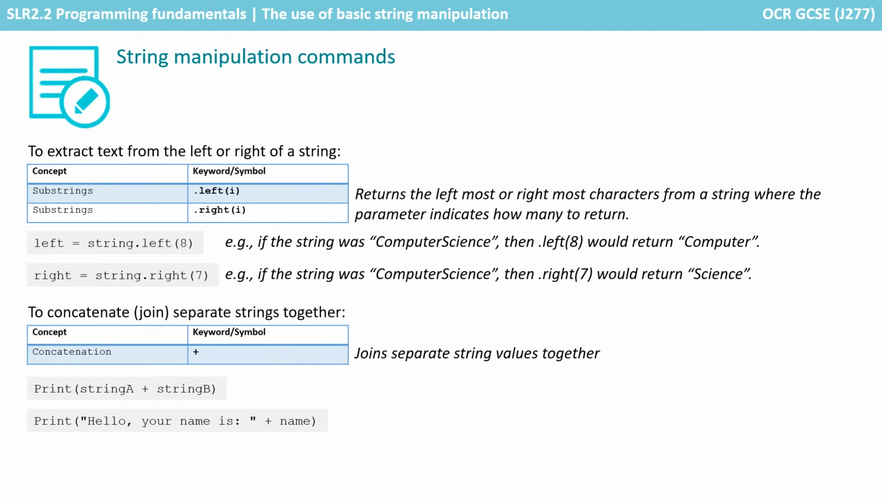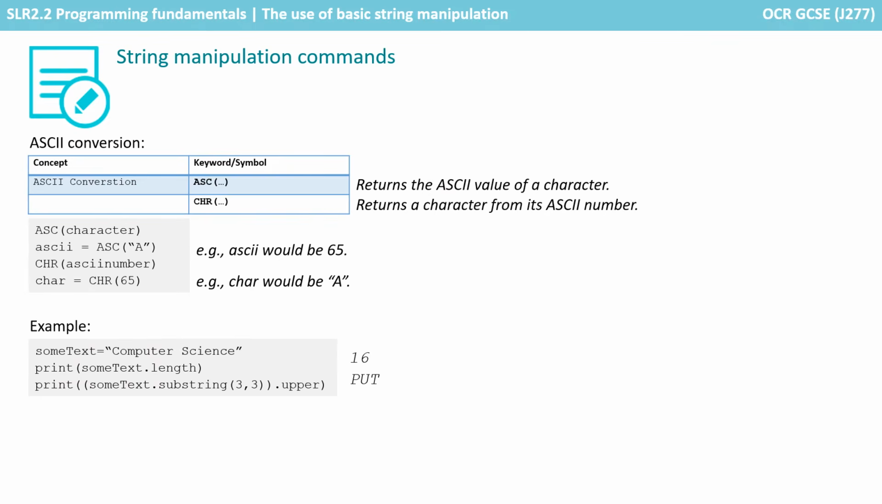We can also extract part of a string by using the .left and .right commands. This returns the leftmost or rightmost characters from a string where the parameter indicates how many characters you want to return. It's also possible to concatenate together or join together separate strings, and for this we use the addition or plus operator. We have conversion, and for this we have the ASC command and the CHR command. The ASC written in capital letters would return the ASCII value of the character supplied in brackets, and the CHR command would return the character from the ASCII number supplied in brackets. So ASC open brackets string A would return the number 65. Whereas the other way round, CHR brackets 65 brackets would return the uppercase character A.